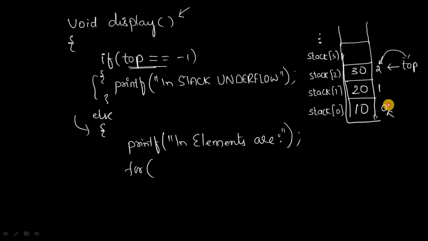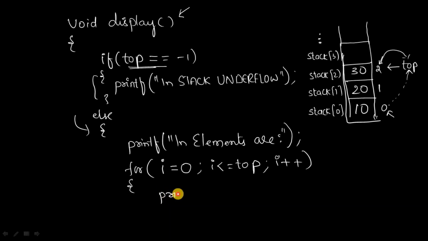So, from 0 up to top, I have to print all the elements one by one. So, in the for loop, I am going to start from 0, up to top, right. So, i less than or equal to top, and one by one, that is i plus plus, I am going to print all the elements.